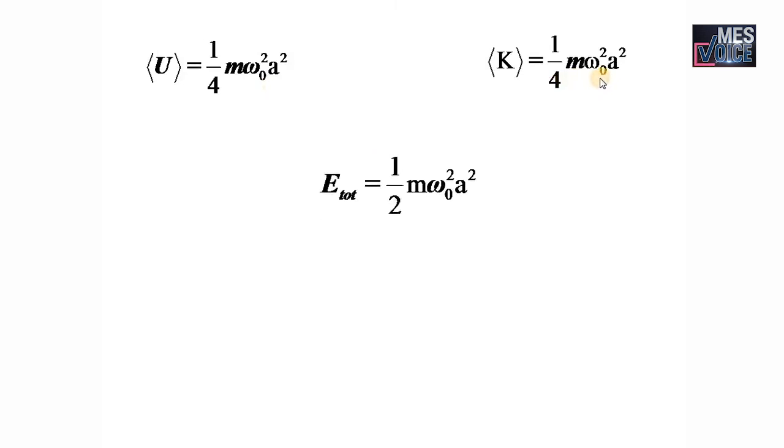Previously we had the average potential energy of the oscillator as 1/4 m ω0² A², and the average kinetic energy now is 1/4 m ω0² A². And the total energy we found is 1/2 m ω0² A². By adding these two, U and K, you will get this.